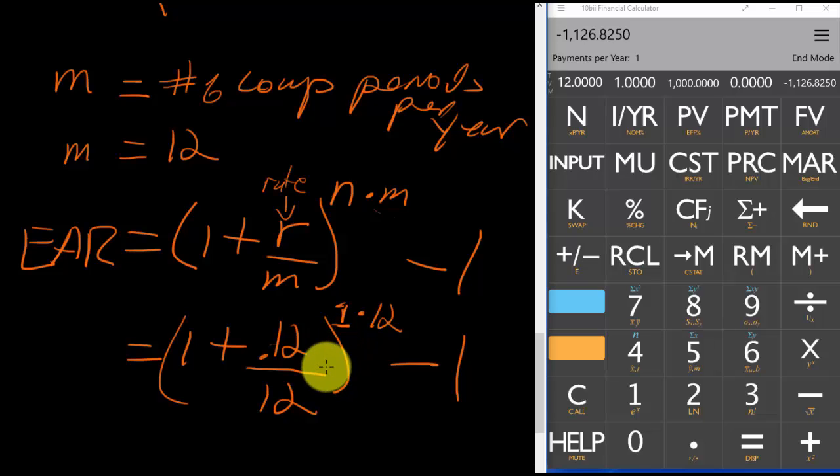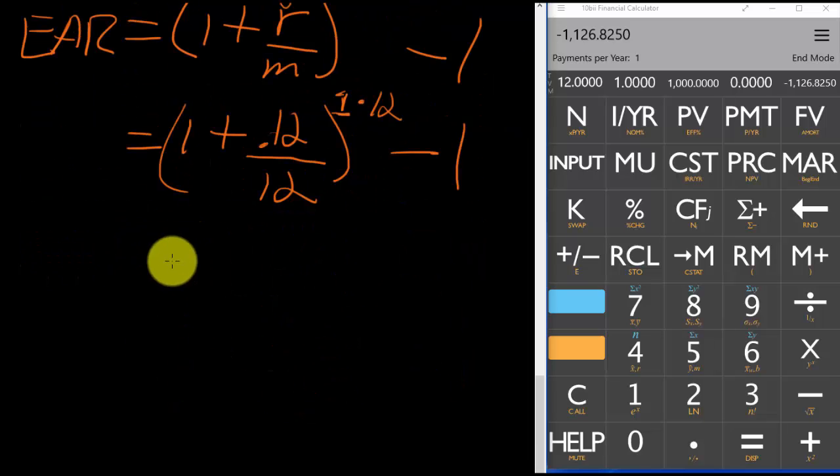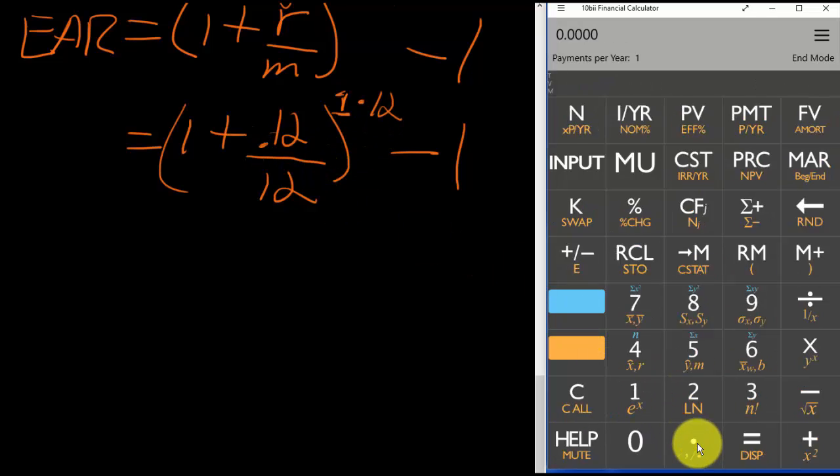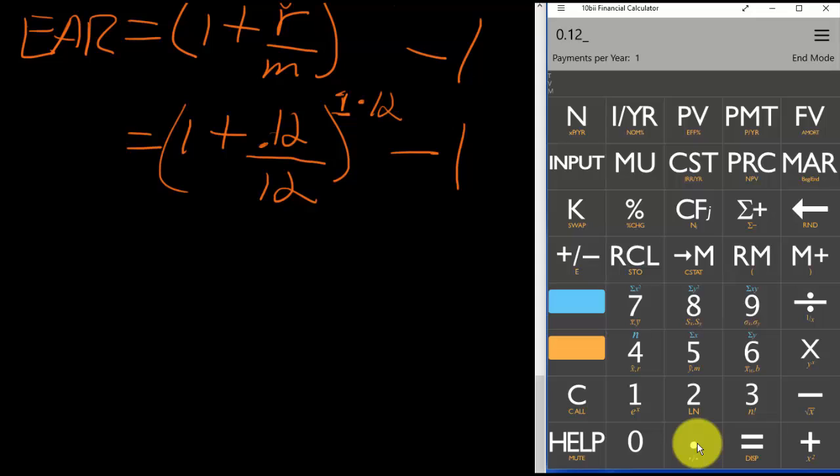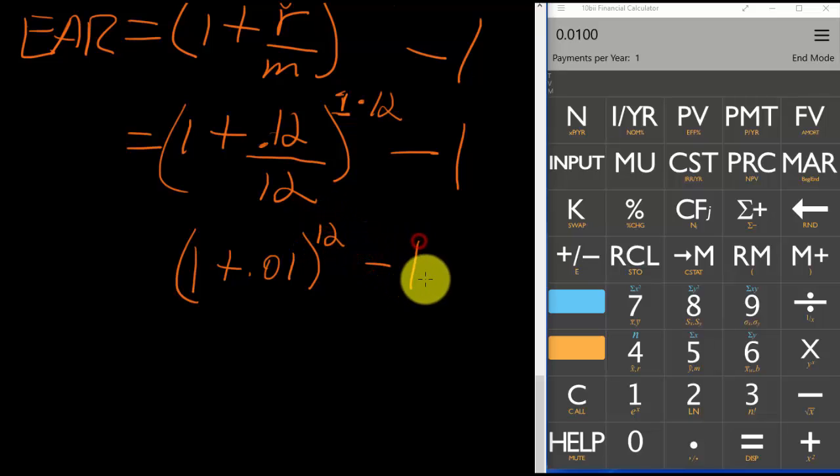Okay? So let's scroll down just a little bit more and see what happens here. Let's work it from the inside out. 0.12 divided by 12 months equals 0.01. So 1 plus 0.01 to the 1 times 12. That's just simple, that's 12, minus 1. So this is 1.01. And here's my x to the y button.